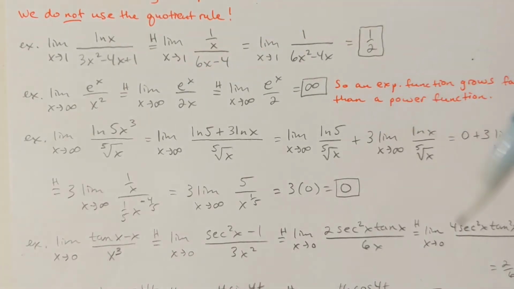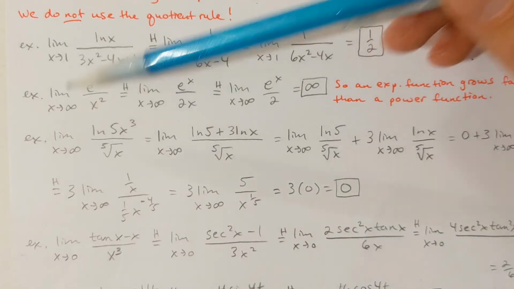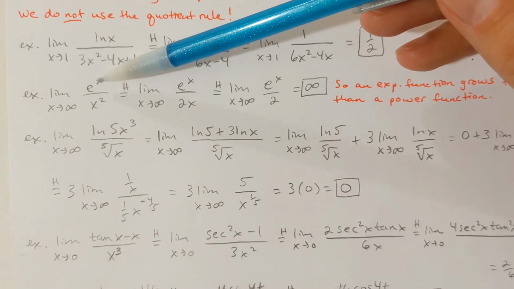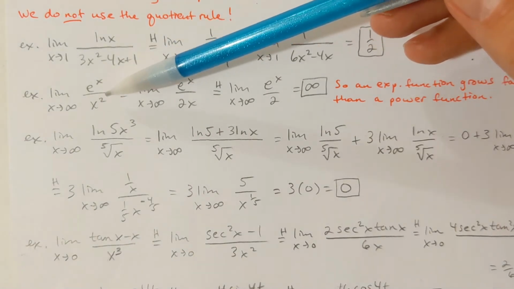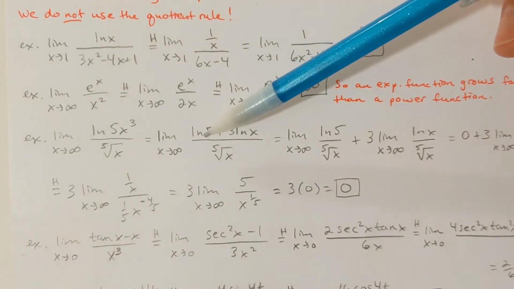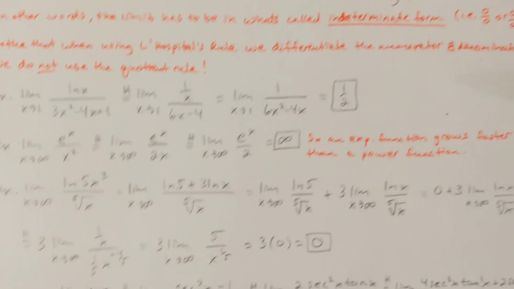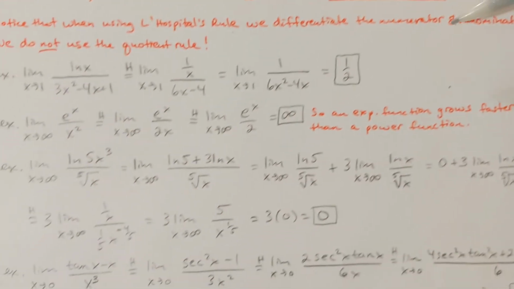Here's another example. The limit as x approaches infinity of e to the x divided by x squared. Okay, x is growing without a bound, so e to the x and x squared are both going to be growing without a bound. You're going to be in indeterminate form, that is infinity over infinity.